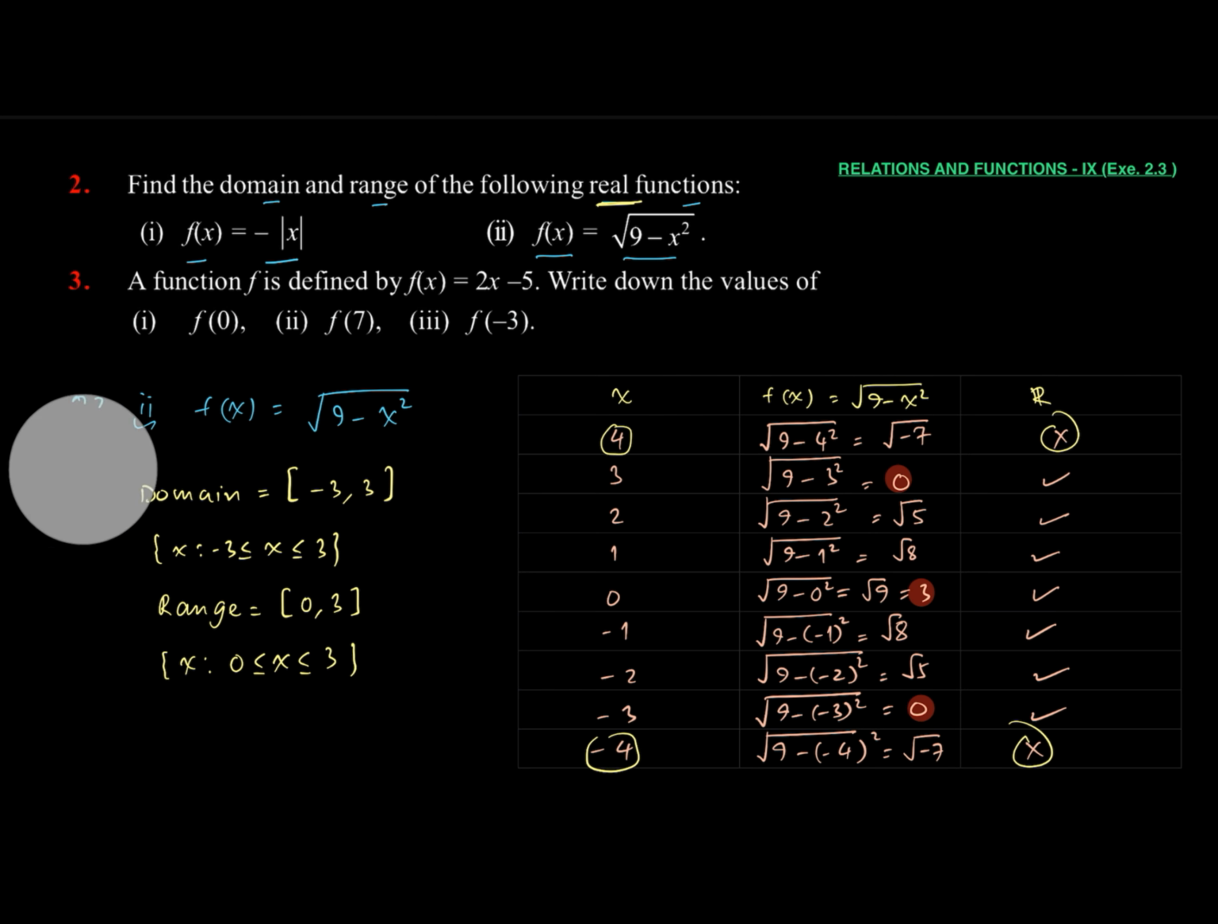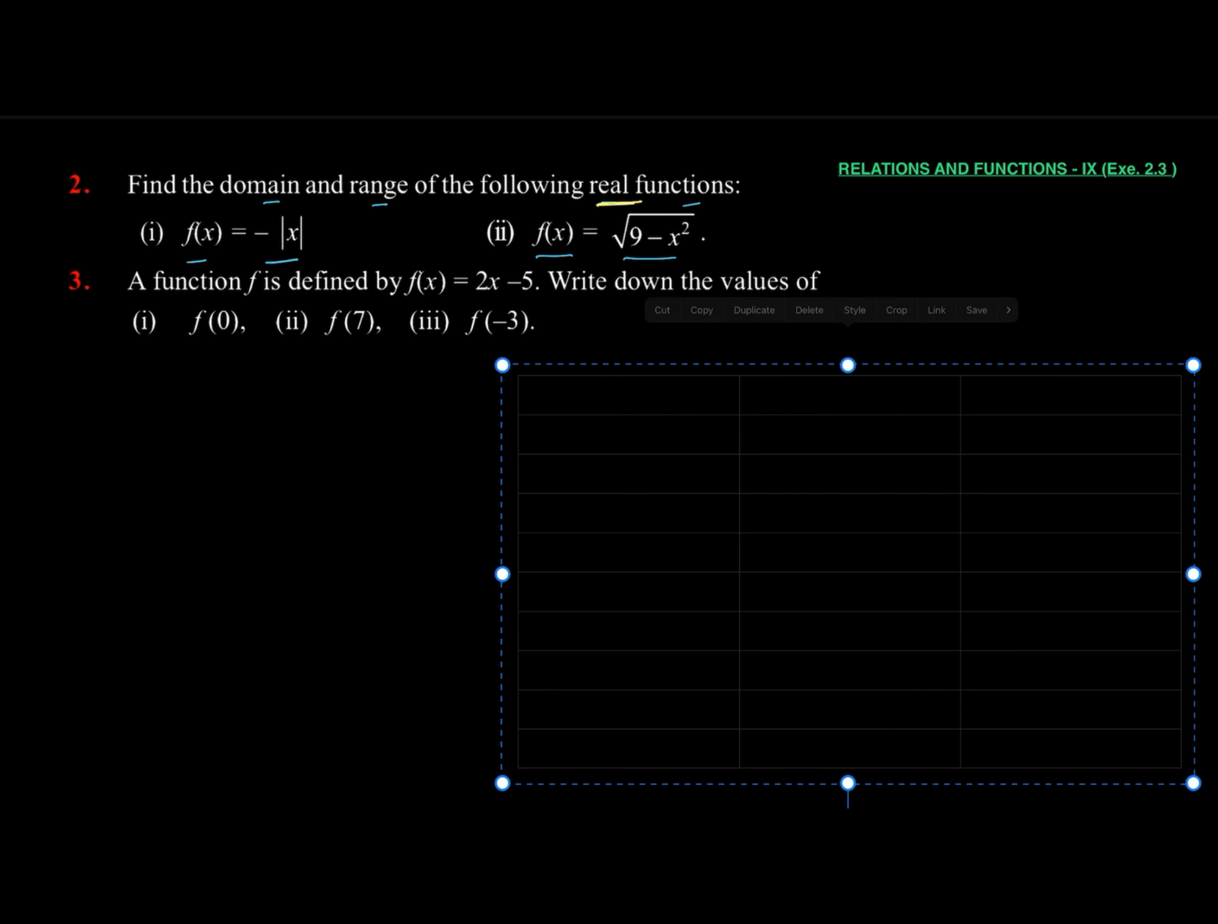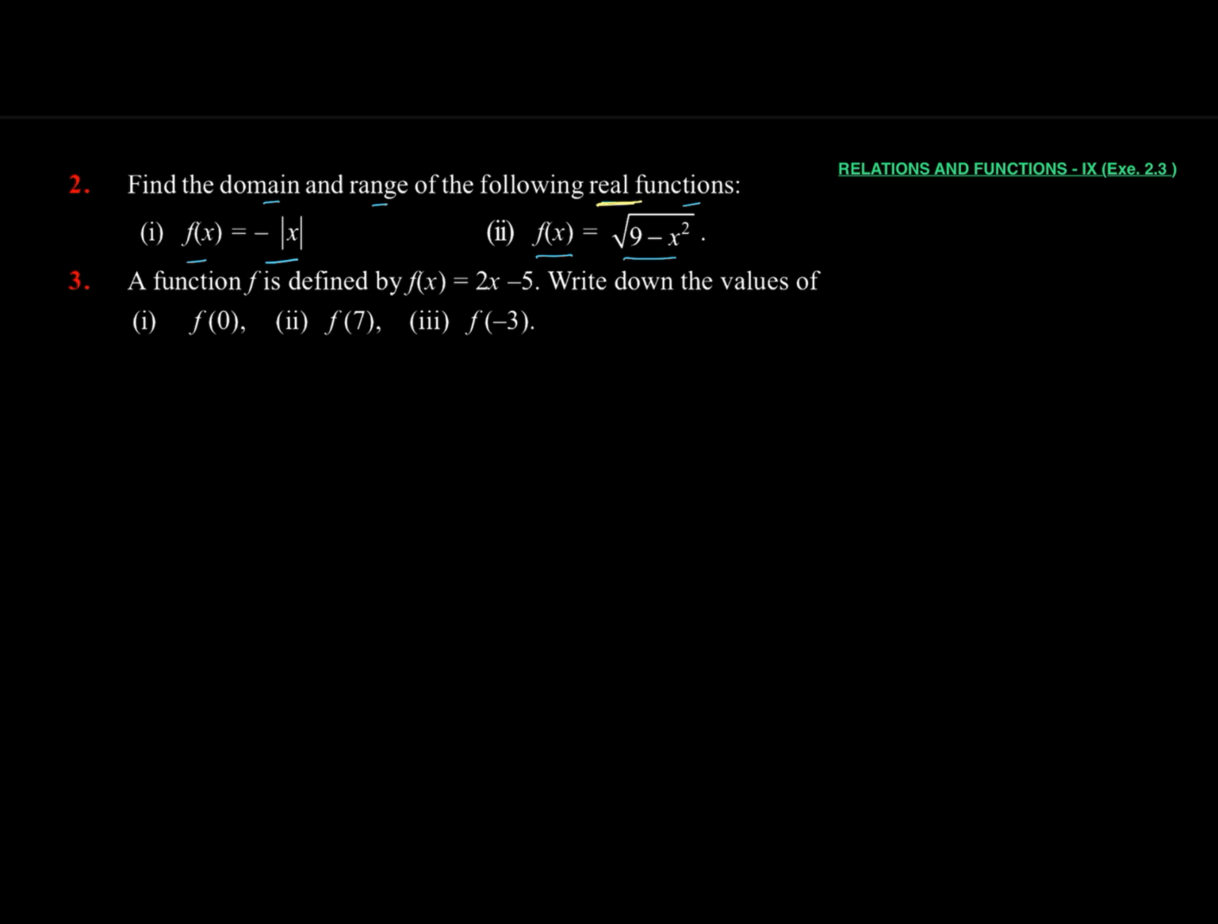Towards the next question. Question number 3: a function f is defined by f of x is equal to 2x minus 5. Write down the values of f of 0, f of 7 and f of -3. So here in this question we'll have to find the value of the function at these three values of x.